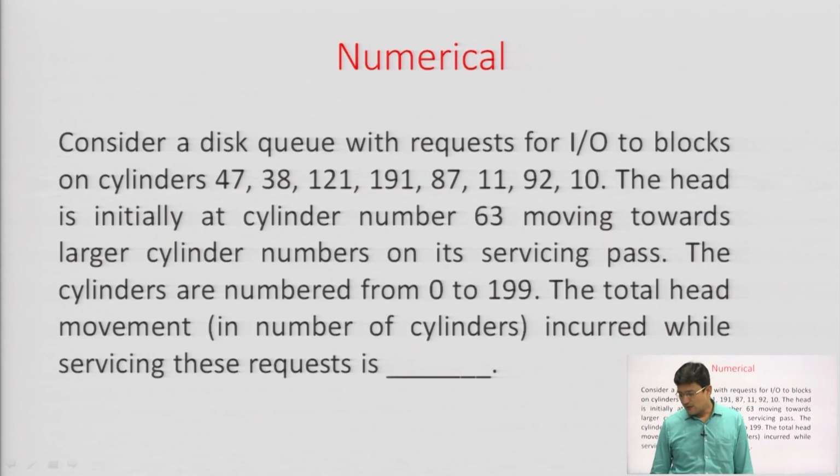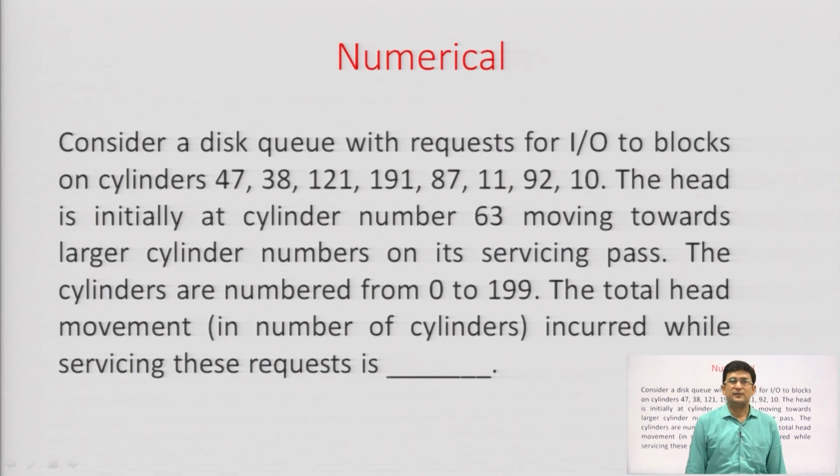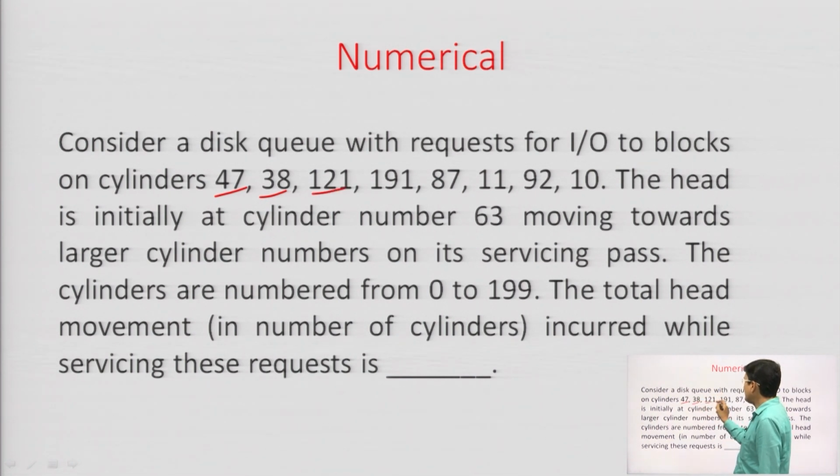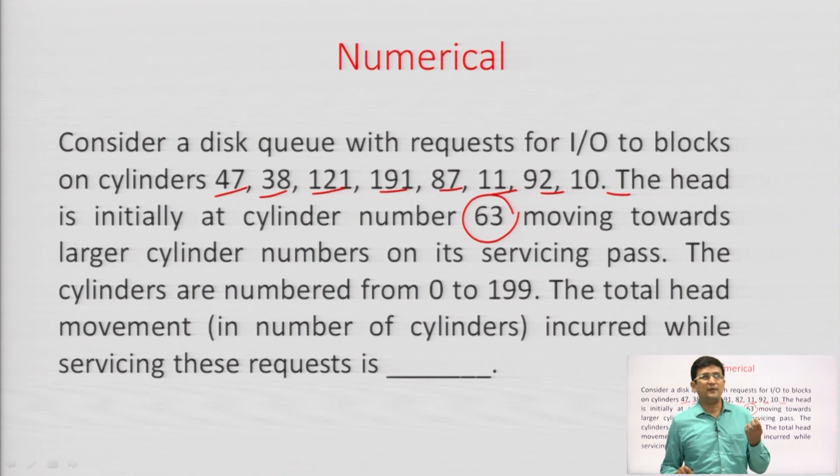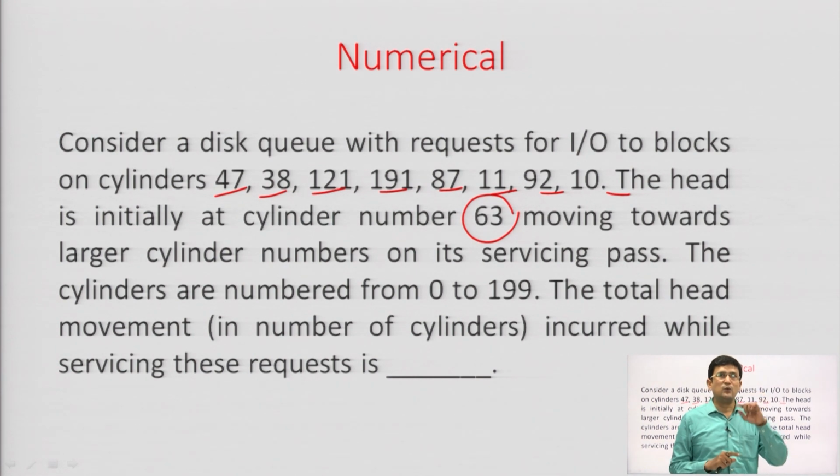So we will see all these things with an example as well. We have seen already the various algorithms, and this particular numerical says that the cylinders have the requests 47, 38, 121, 191, 87 and so on, and the disk arm is currently at 63. So the FCFS algorithm will see the first request. From 63 it will move to 37, and then from 37 to 38, from 38 to 121, from 121 to 191, from 191 to 87, there 11, and then 92, and finally 10. This is the FCFS.